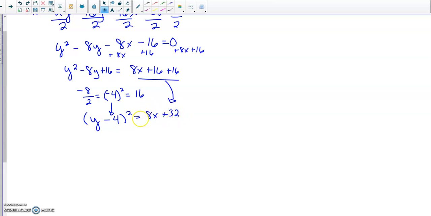Okay, so now we've got to get rid of the 8 because, again, the x has to be by itself. So I've got my left-hand side looking really nice. So I'm going to factor out an 8 out of everybody. If I take an 8 out of 8x, I'm left with x. And if I take an 8 out of 32, I'm left with 4. And then that is it.